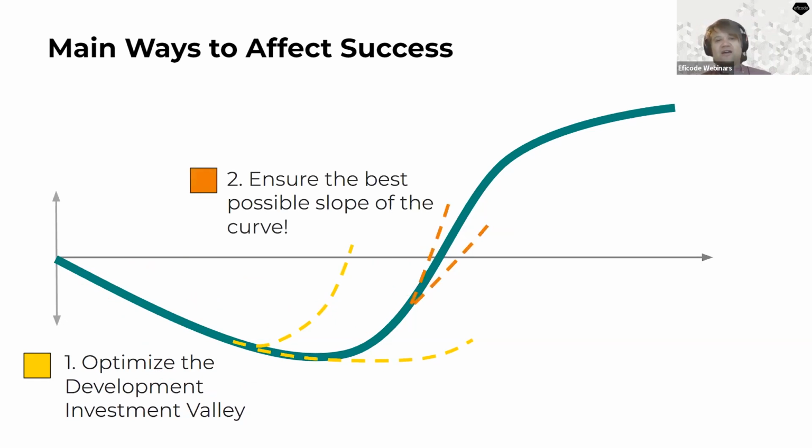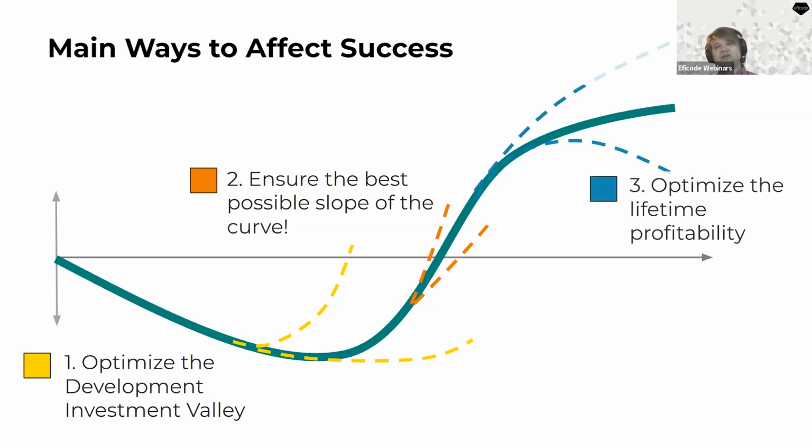Then the second thing, which is actually very important to understand, is that the slope of the curve is a very important aspect of becoming profitable. So how quickly you get to the market, how quickly your customers start to know about the thing you've done, how quickly they adopt the value you've created with the investment, that affects the slope of the curve a lot. And then, as mentioned already in the beginning, optimizing the lifetime profitability.